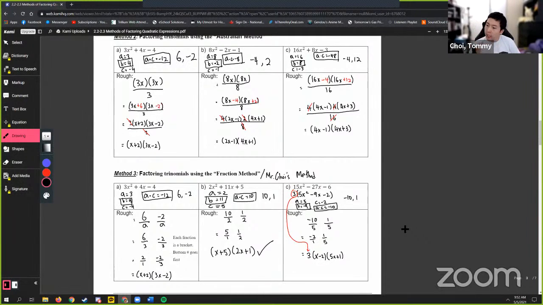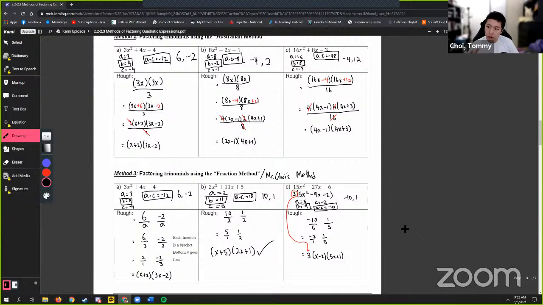Okay. Any questions about any of the methods here? Or if you want to go over another question with this method? Anything in chat? Going once. Going twice. All right. I'm assuming you all are perfect geniuses in factoring now because there are no questions.